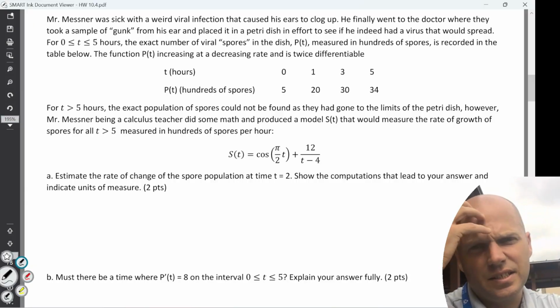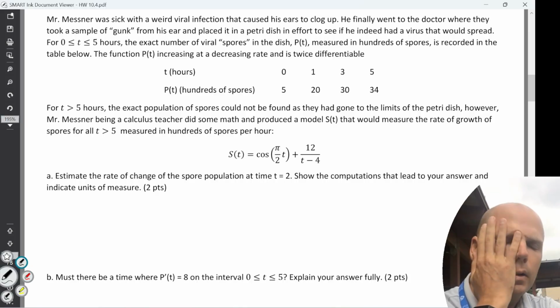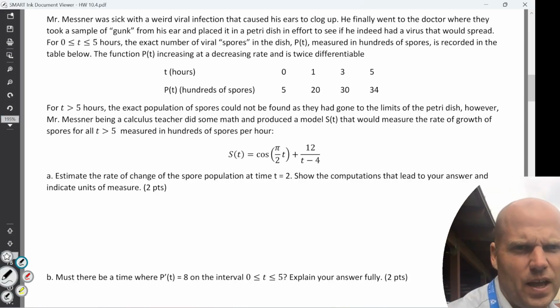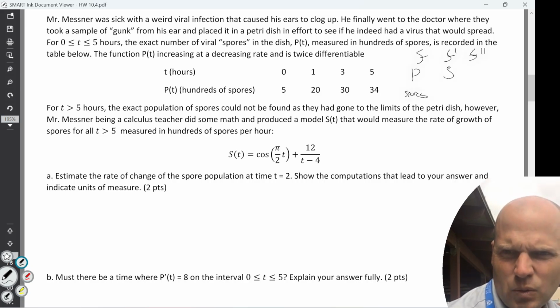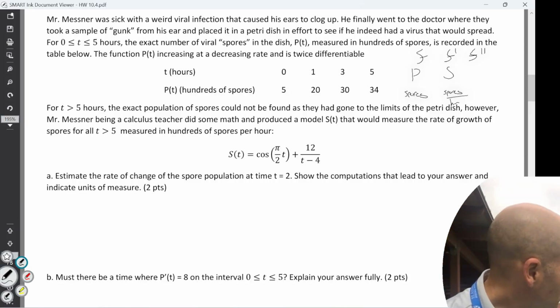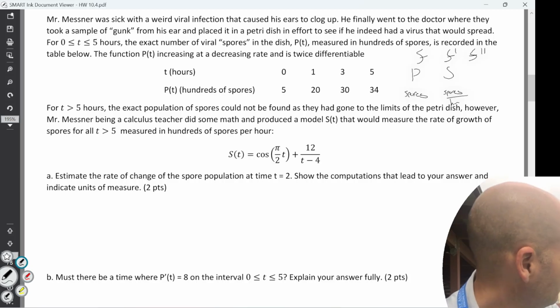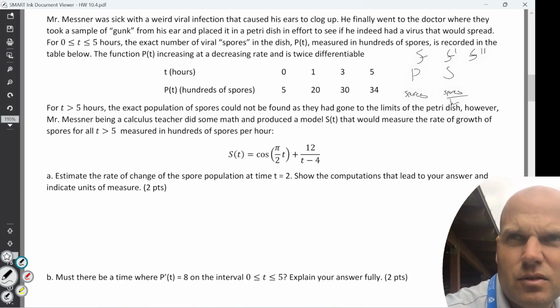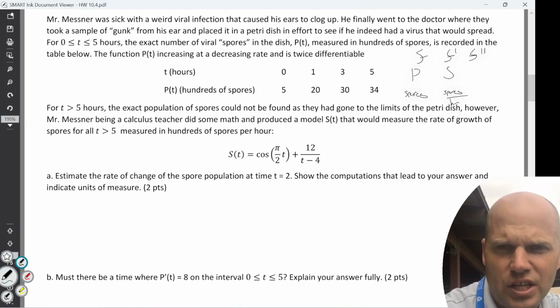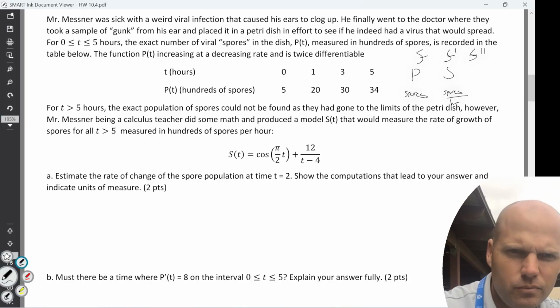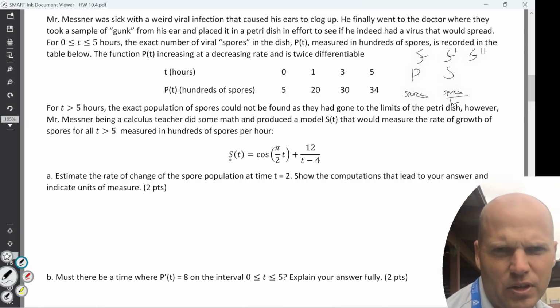All right, you had this on your test. We had real world situations. We have a position, P, which is in hundreds of spores. We had S, which is a rate of change, spores per hour. Accumulating S would give you change in P. It would give us total spores added or something like that. We need to either find C or be able to go backwards. Estimate the rate of change of spore population at time 2.